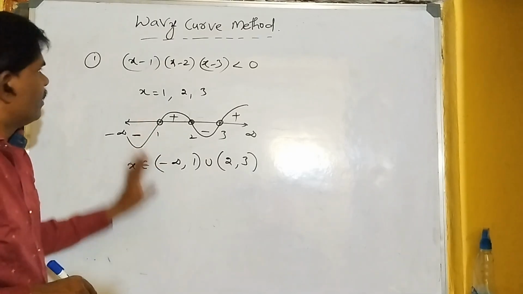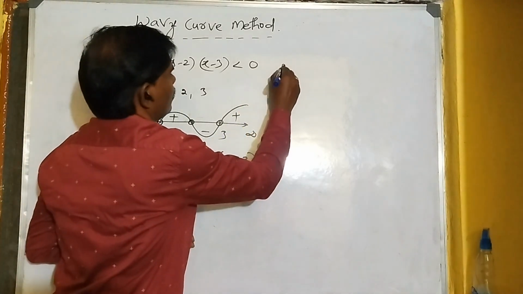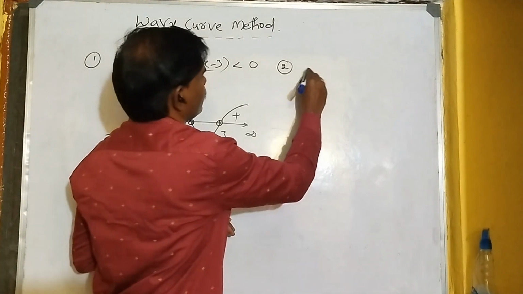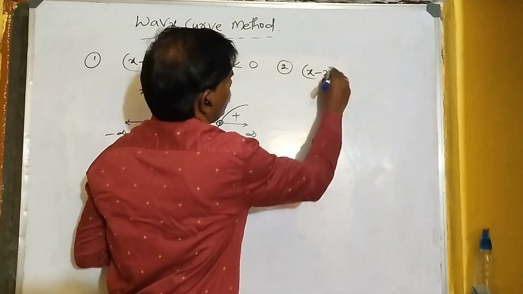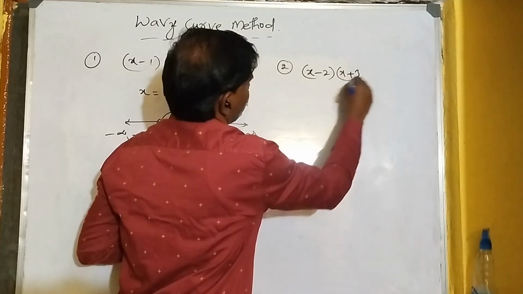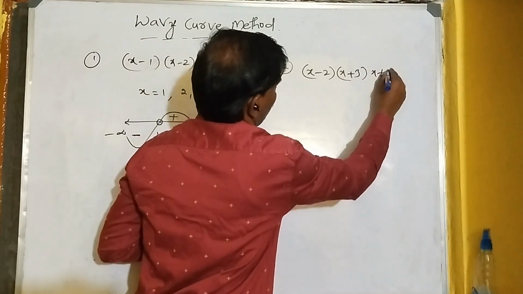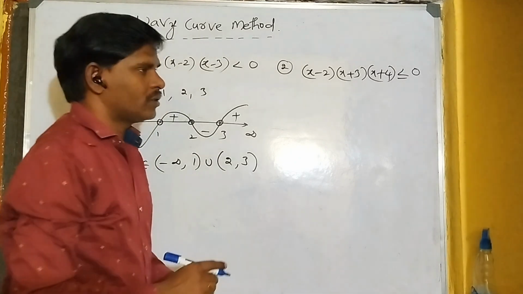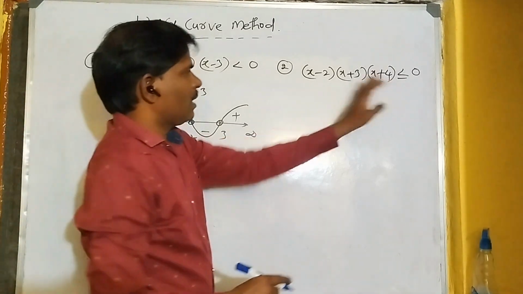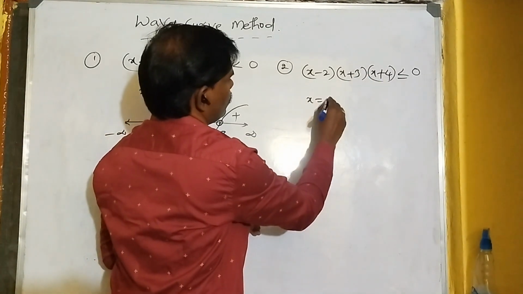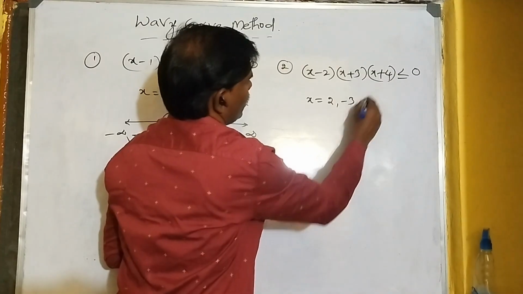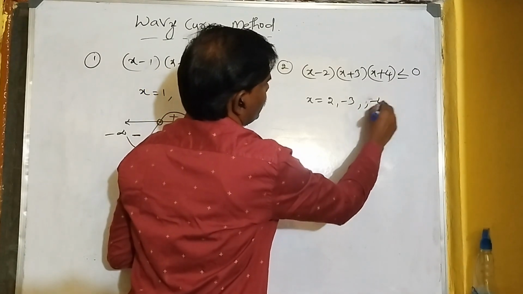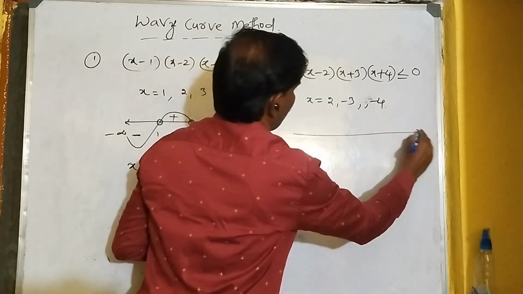Okay, understand this one. Next another one is question number 2. Question number 2 is x minus 2 into x plus 3 into x plus 4 less than or equal to 0. Less than or equal to 0. Okay, what is the x value? Here write x is equal to 2, comma x is equal to minus 3 and x is equal to minus 4. Okay, write the number line.